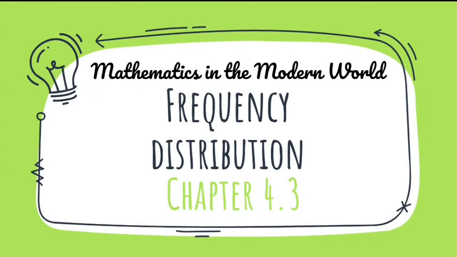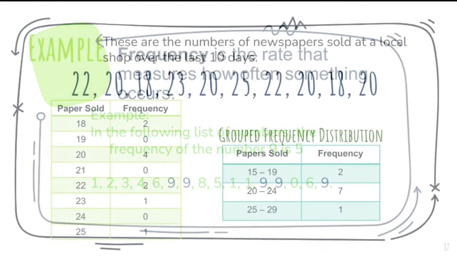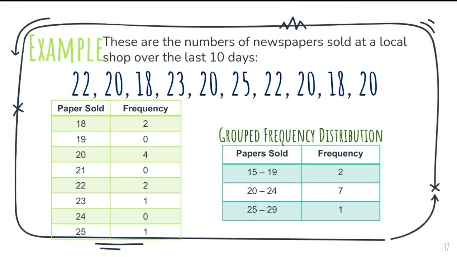Chapter 4.3 Frequency Distribution. Frequency is the rate that measures how often something occurs. Example, in the following list of numbers, the frequency of number 9 is 5 because we can see that there are 5 nines. Another example, these are the numbers of the newspaper sold at a local shop over the last 10 days. There are 2 ways of presenting your data. It can be separated individually or you can also group them like the second table.